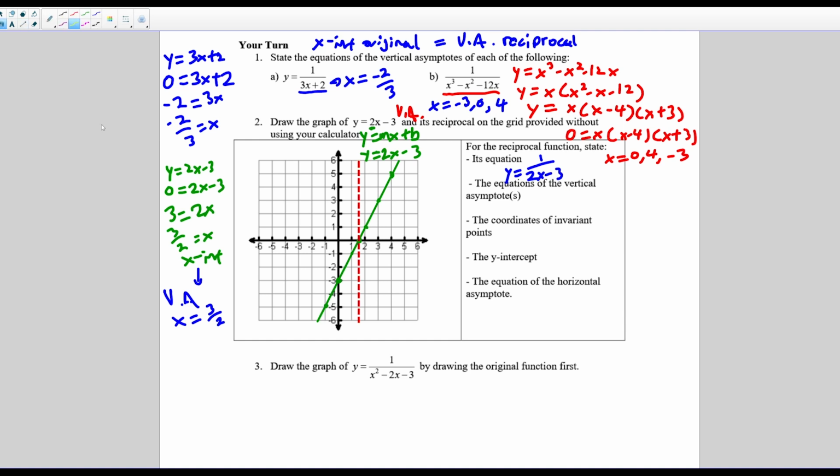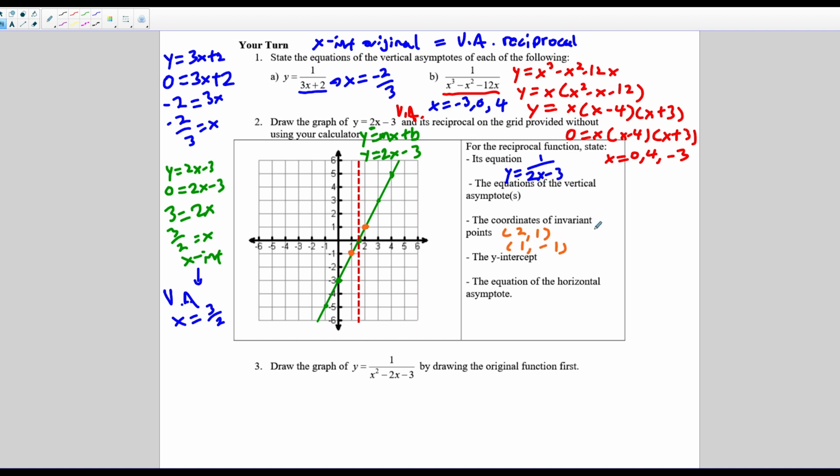So now that we've drawn our vertical asymptote, we're going to identify some points that we can use to help us graph the reciprocal. First off, we're going to look at your invariant points, and maybe I'll do this in an orange. Your invariant points are when y is equal to 1 or negative 1. You can see here on the graph that we have an invariant point at 2, positive 1, and another invariant point here at 1, negative 1.